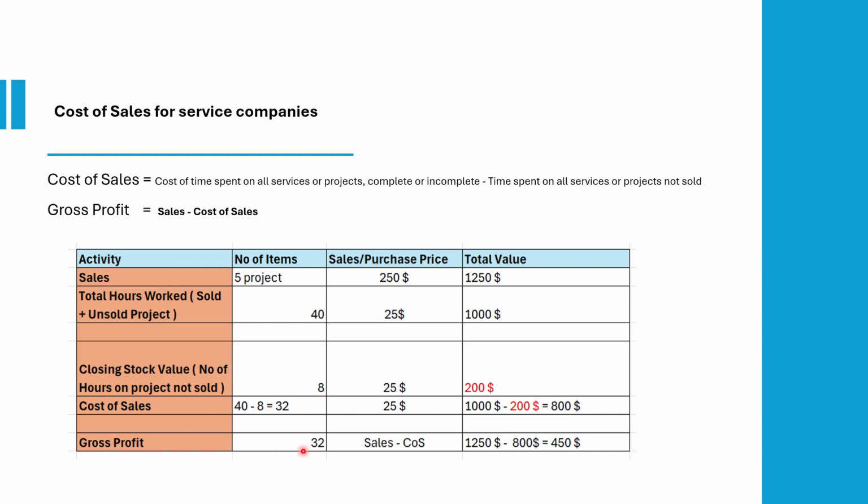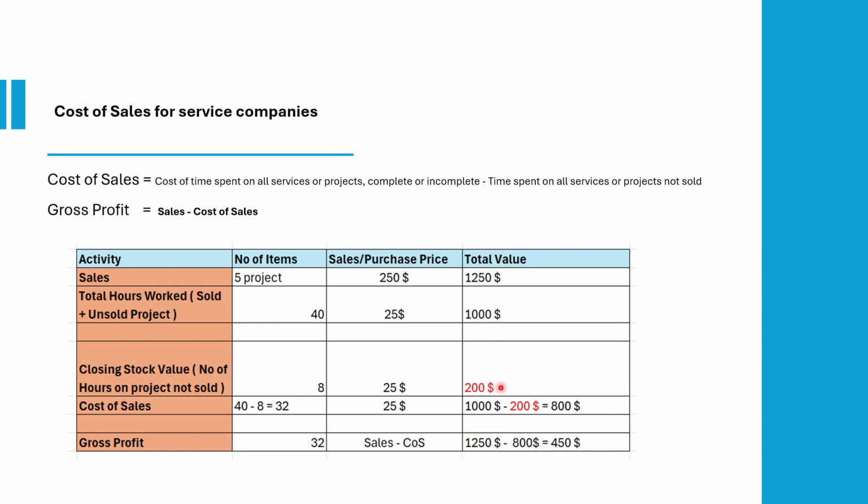Then gross profit will be sales minus cost of sales value. So total sale was $1,250 and cost of sales was $800. So profit was around $450. Okay, so you get the idea of what is cost of sales and why it is important to understand the gross profit, right? Because it might come into your mind that sales was 250 and total was 1,000, so profit will make 250.